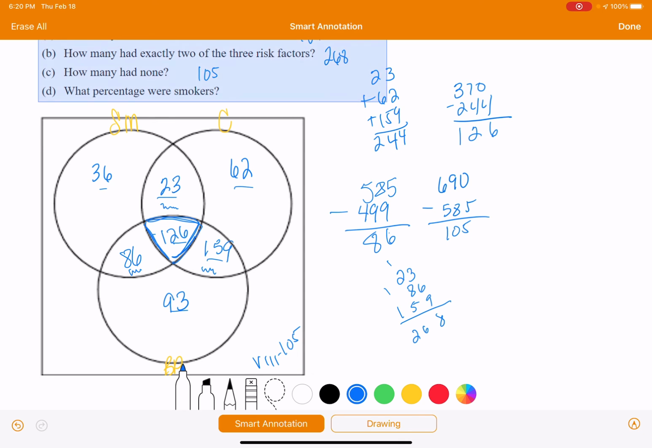And then what percentage were smokers? So I need to just look at my smoker circle, which is here. Add those numbers up. 36, 23, 86, 126. And I get 271. And then remember, to go from this number to a percent, I need to take that out of my total. So 271 divided by my 690 and then multiply by 100. And I should get 39.3%.